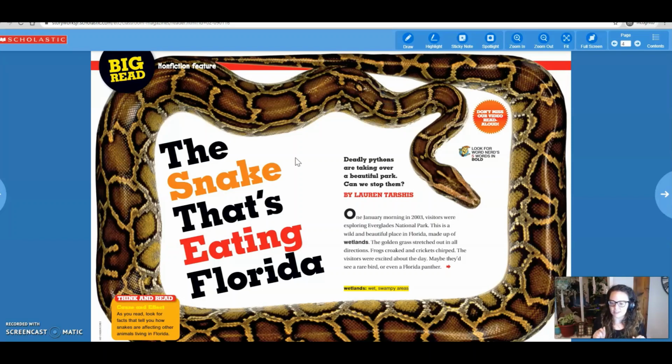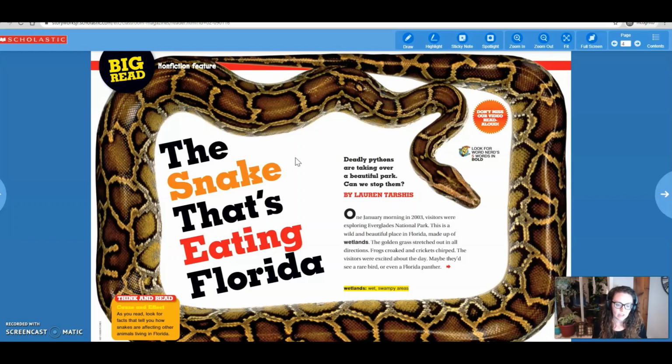All right, so the title of this text is The Snake That's Eating Florida. And already that sounds super cool because I don't think a snake can actually eat a state. That seems kind of impossible. So maybe the author means something else by that, but we'll have to read more to find out. I see that there is a subtitle that says, Deadly Pythons Are Taking Over a Beautiful Park. Can we stop them? Now, from what my schema knows about pythons, they're usually pets. So I don't really understand, how is a pet taking over a park in Florida?